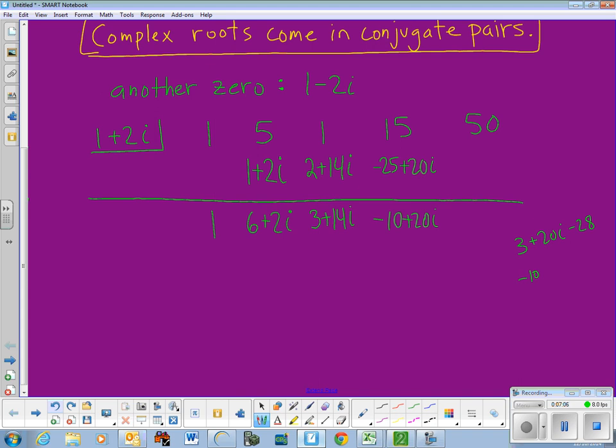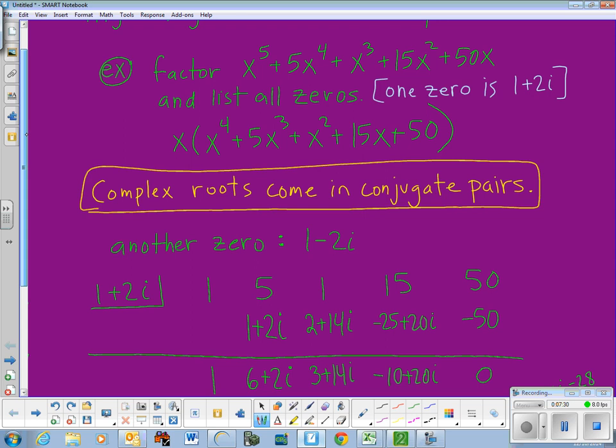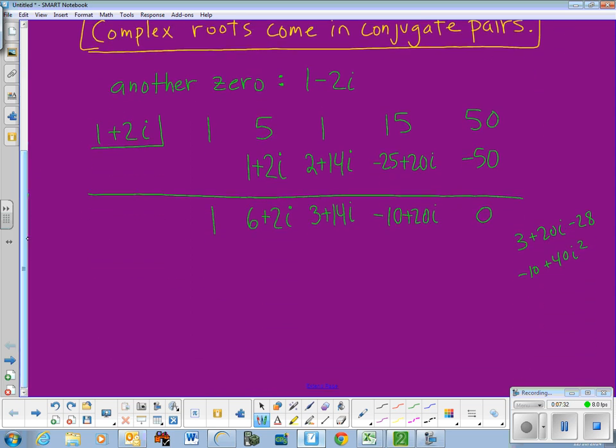I have 0i plus 40i squared. And look at that, 40i squared is negative 40, so that's negative 50. Negative 50 and 50 makes 0. So it worked out. The fact that that's 0 means there's no remainder, which means 1 plus 2i divides in evenly. I knew it was going to divide in evenly because they told me it was a 0, and this just confirms that. So you need to get 0 right here.